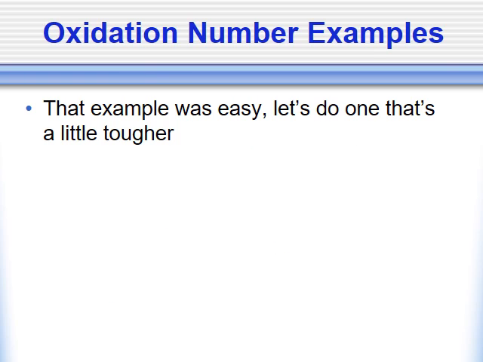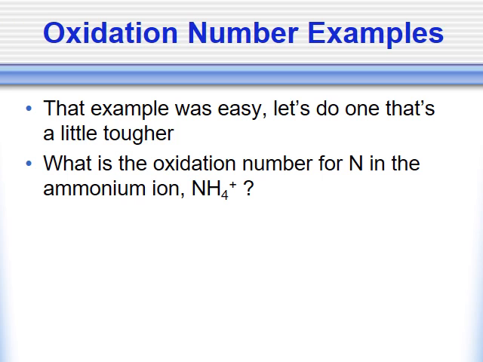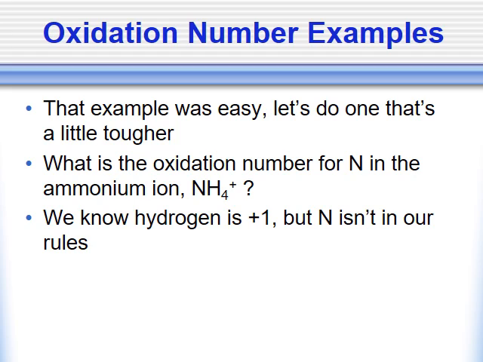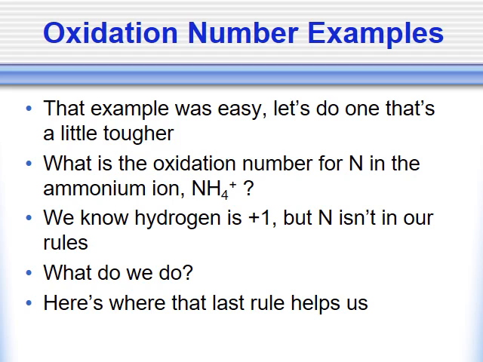Let's do one a little bit more challenging. So what's the oxidation number for nitrogen in the ammonium ion? Its formula, NH4, has a +1 charge. We know hydrogen is +1, but nitrogen is not in our rules. So what do we do? We're going to use that last rule to help us figure out the oxidation number for nitrogen.